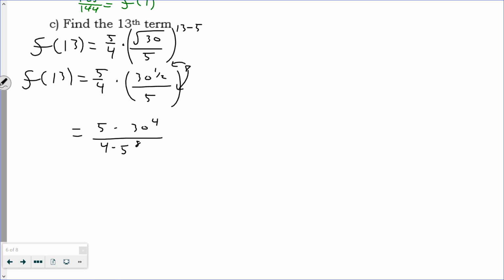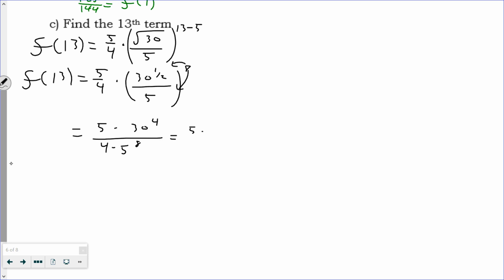Are you good so far? Any questions? Wait, how do you get 4? Sorry? How do you get 4, 5 and 4? Got it? All right. So now I change everything to its prime factorization so I can cancel stuff out if I can.